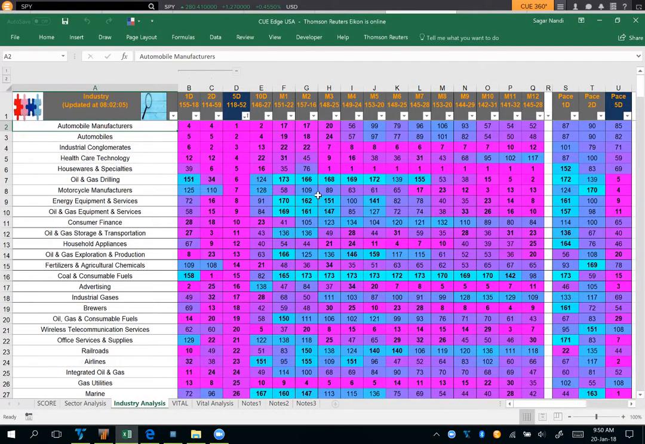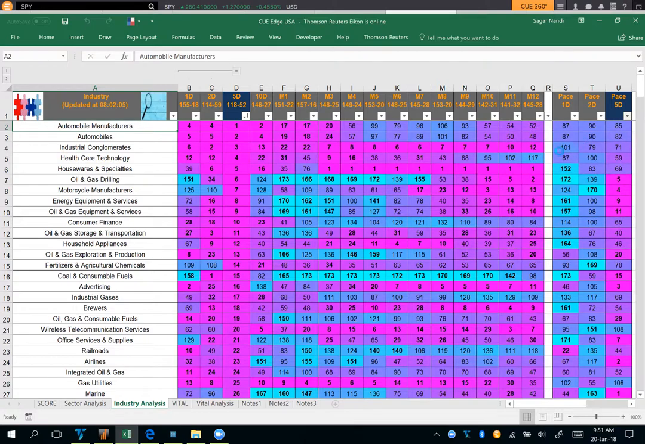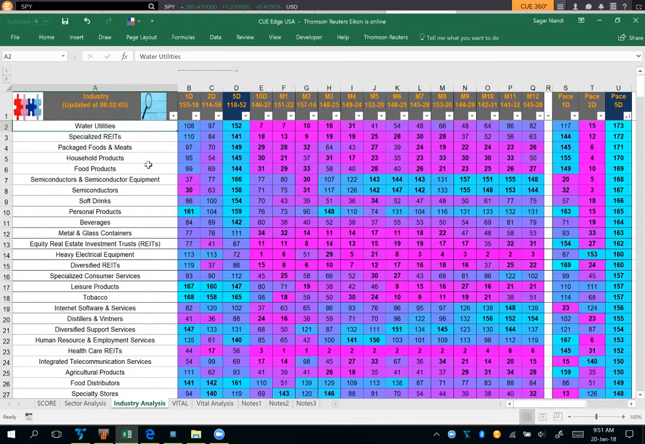For identifying the accelerating industries, we sort the industries over PES, 5 days column, largest to smallest. The accelerating industries come to the top. Packaged food and meats is one of them. It was clearly weak, magenta, for a long time, and this week sharply reversed. It gained score from 29 to 149. That showed up as cyan colored over the PES column, showing it is accelerating.